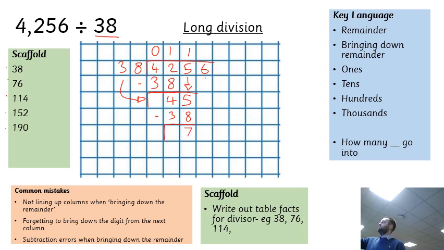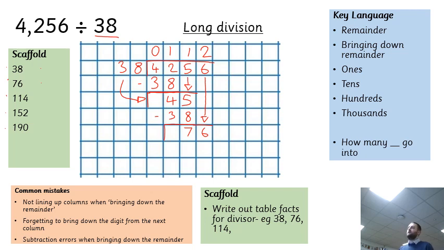And again, I'm going to bring down my 6, bringing down the next digit from the next column. And now I've got 38 into 76. Look at my scaffold, 1, 2. So I've got 2 38s into 76. So altogether I've got 1, 1, 2. 112 38s go into 4,256.